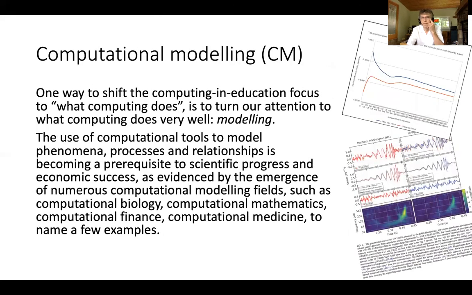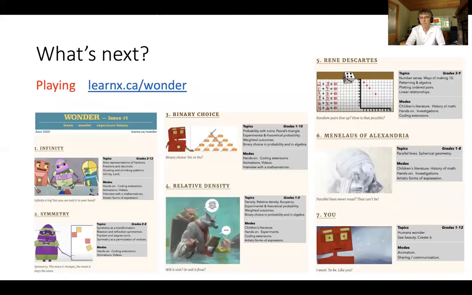Computational modeling, on the other hand, is a way to shift the computing and education focus to what computing does very well, which is modeling. If you look at the world around us, the use of computational tools to model phenomena, processes, and relationships is becoming a prerequisite to scientific progress and economic success, as evidenced by the emergence of numerous computational modeling fields, such as computational biology, computational mathematics, computational finance, computational medicine, computational chemistry, and so on.